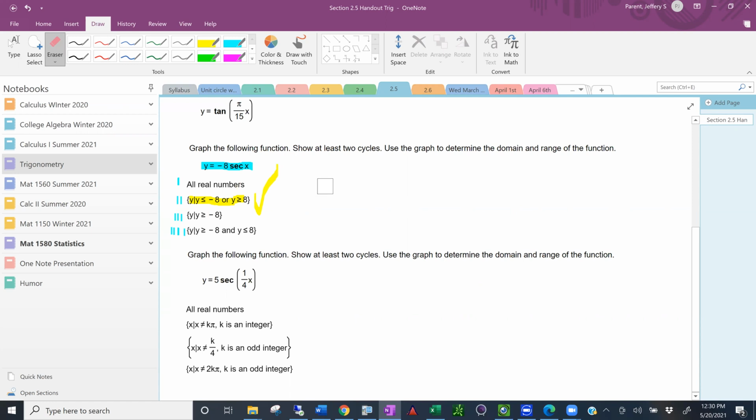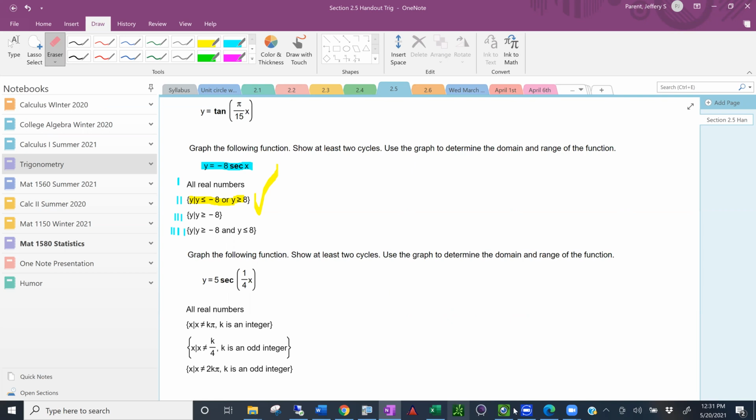And finally, the domain here is going to be the same as the domain of the secant. That is, what we're going to have to throw out are points where the cosine is 0. And we've done that before. That's going to be your odd multiples of pi over 2.